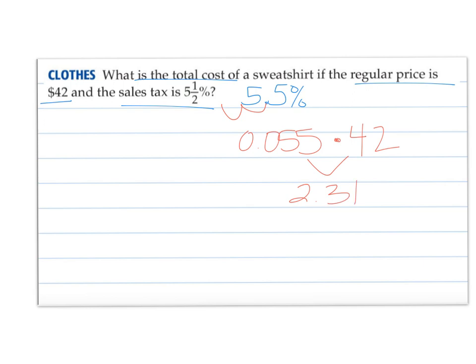Well, that's just the sales tax. That's not the total cost. If I were to write that, I would pause and think about my reasonableness. It's not reasonable for a total cost. So I add that to the cost of the sweatshirt using my decimal rules, lining up by the decimal, and adding to find out that I would pay $44.31 for that sweatshirt with that tax.